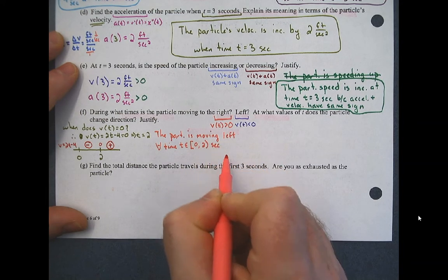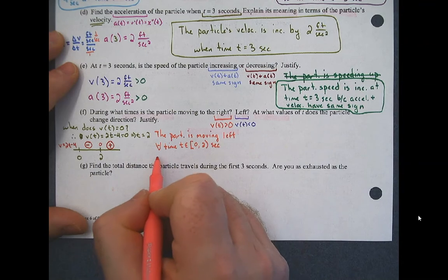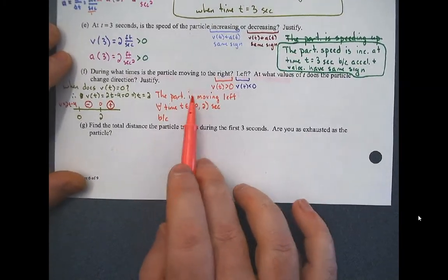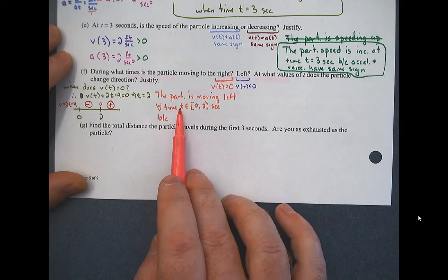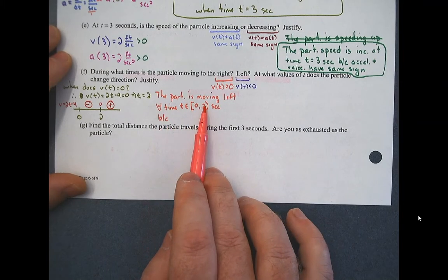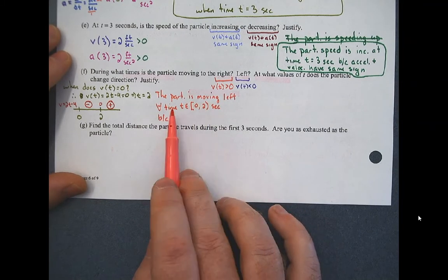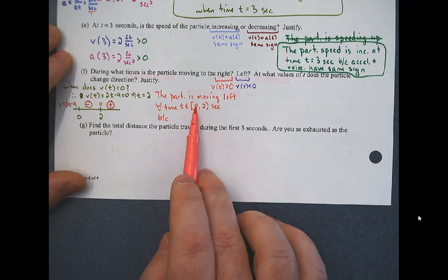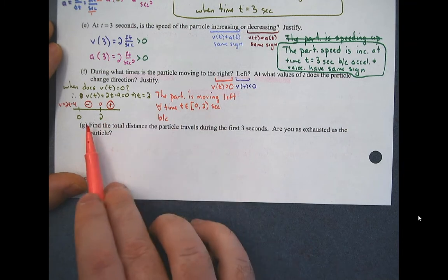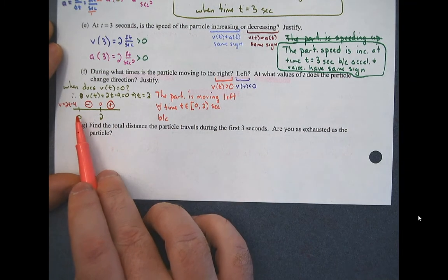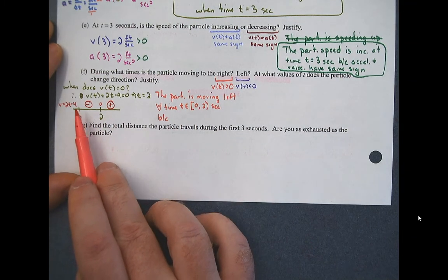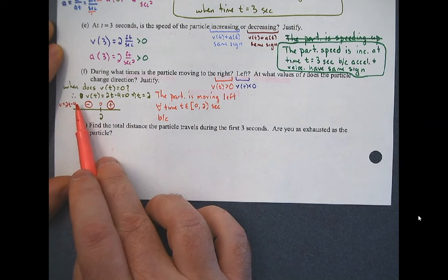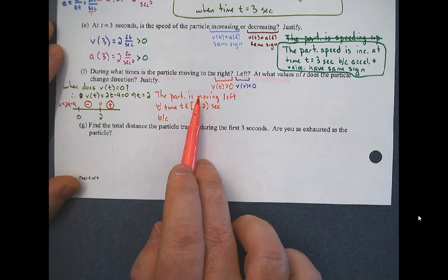I'm going to keep going here, and I'll explain in a minute. Actually, I'll stop and explain. The particle is moving left for all times t between 0 included and 2 not included. Notice I put the word time in front of t, and I put the units after. Now, why did we include 0? Because at time 0, what is our velocity? Put in 0, you'll get negative. That velocity is negative, that's good. That means it's moving left at time 0.